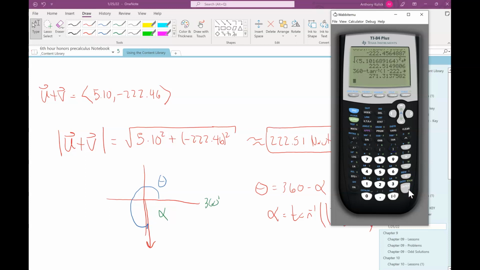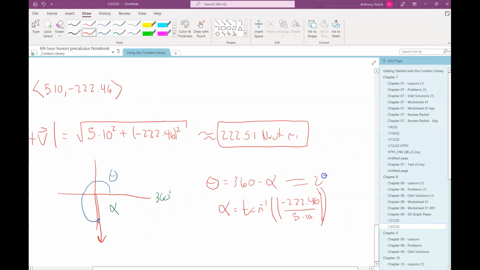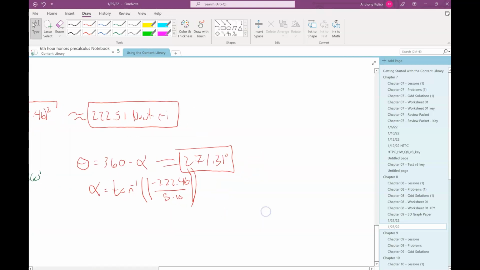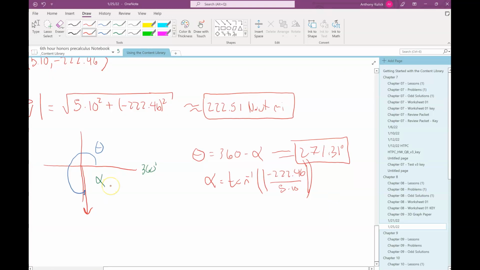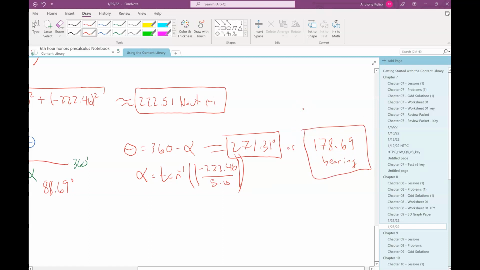So 271.31. Or I guess that means that piece has to be 88.69 to get me to 360. And I can't remember if it told me I wanted a bearing or a direction. If I wanted a bearing, I guess I would have called this one 78.69 then.